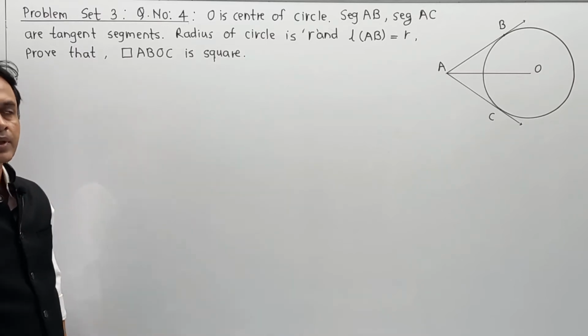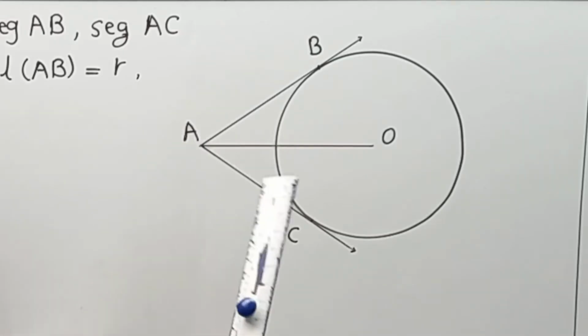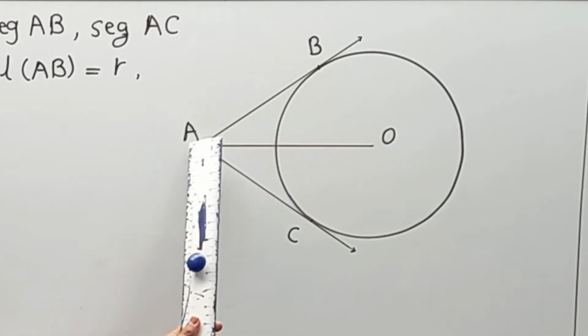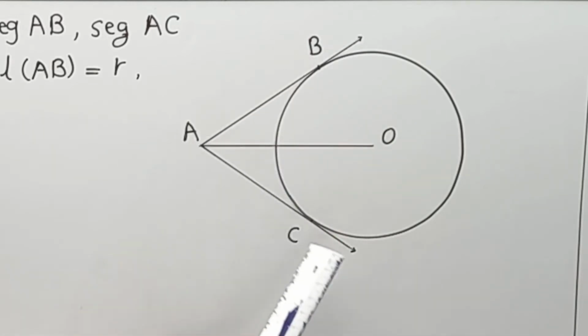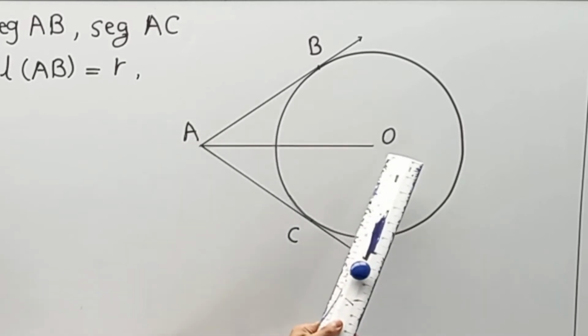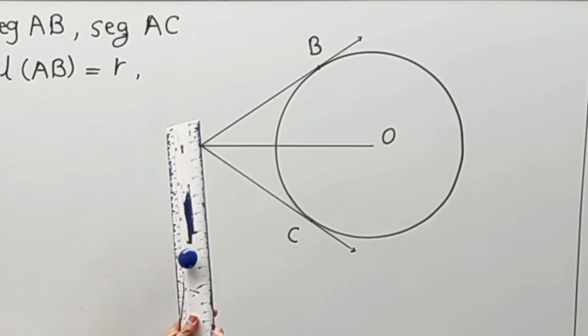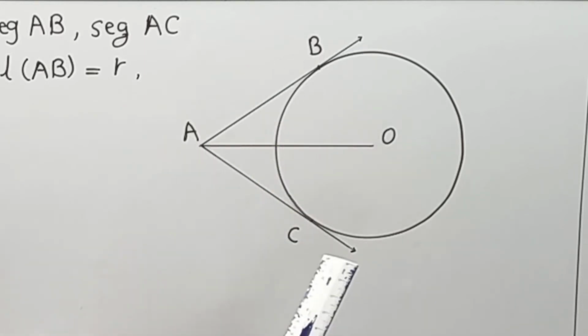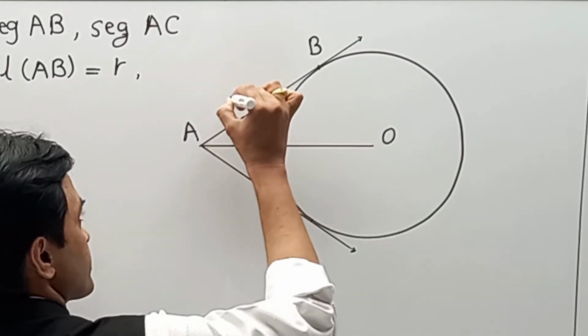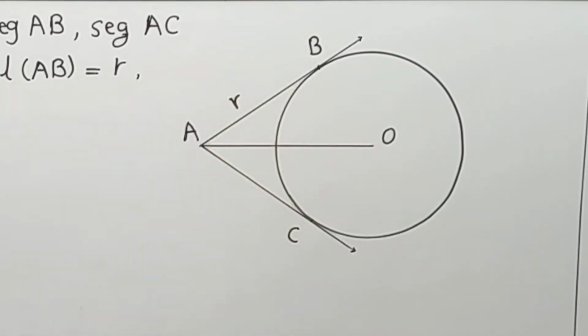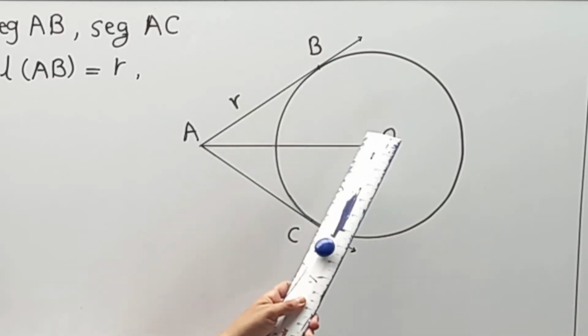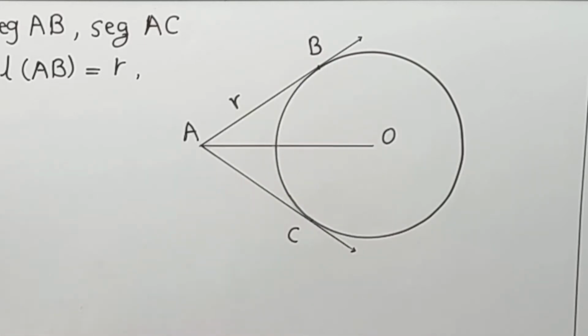ABOC is a square. I am going to explain it in terms of a diagram. Here they have given one tangent AB, a second tangent AC, and they have drawn a line AO, joining the center. As per their condition, AB and AC are tangents. Among them, AB is given as R. Next, they have mentioned that R is the radius of the circle, but they have not drawn either OB or OC. Now I am going to join them and explain.